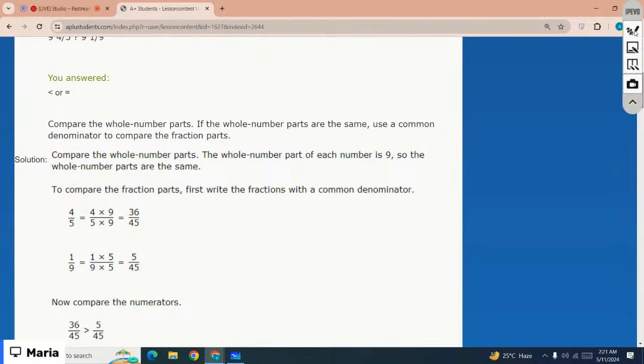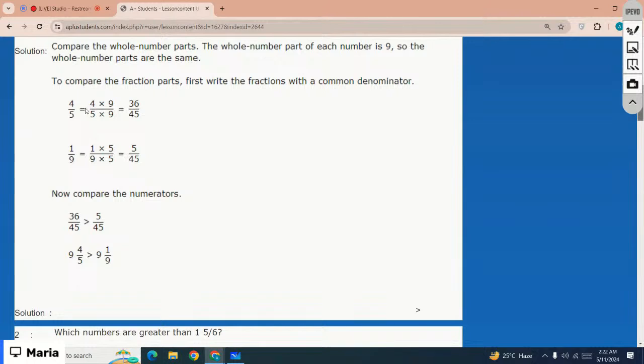The common denominator for 9 and 5 is 45. Let's just make their denominators equal to 45. Multiply the first fraction by 9, because 9 times 5 is 45. So that is 36 by 45, right? And multiply the second one by 5, because 5 times 9 is 45. Now their fractional parts are 36 over 45 and 5 over 45. So obviously 36 over 45 is greater than 5 over 45. So that means 9 whole 4 by 5 is greater than 9 whole 1 over 9, right? So let's just start with the test questions.